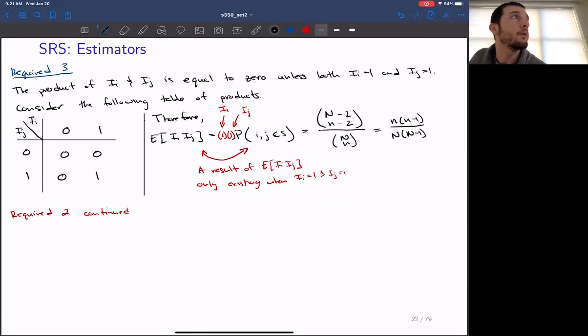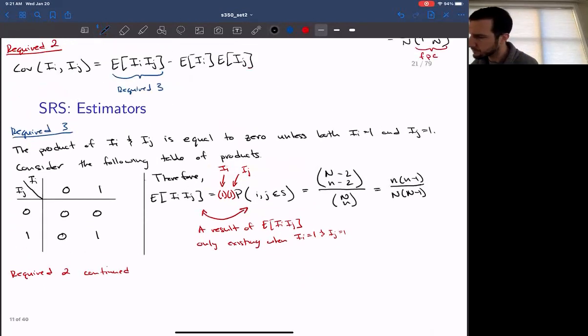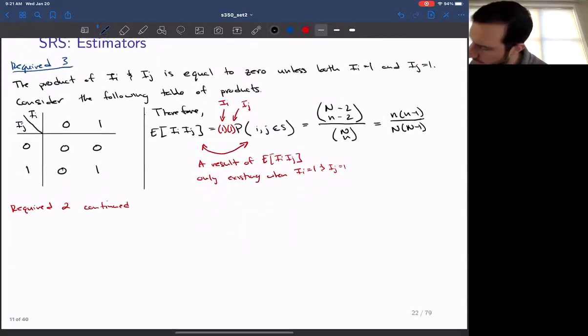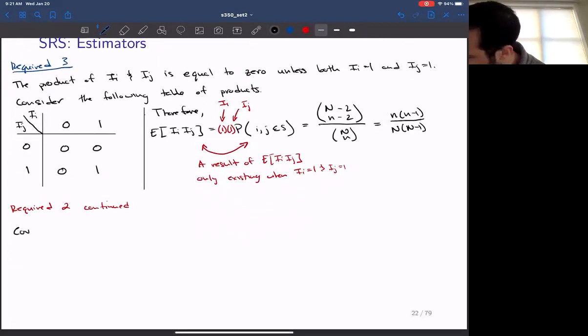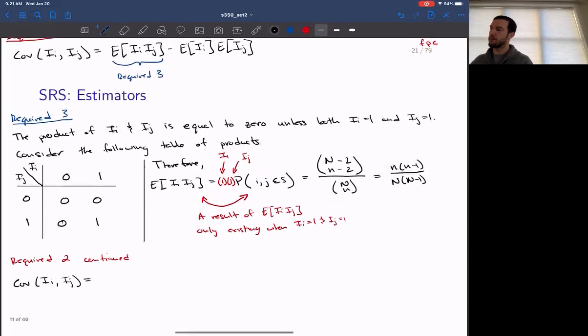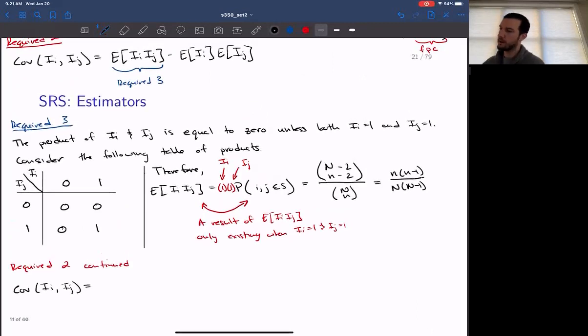All right, so now we can finish this last part off. We have the covariance term written out above. So we have the covariance of I_i, I_j, which, as we have written above here, sorry, I keep moving the slide, is the expected value of the product minus the product of the expected values.